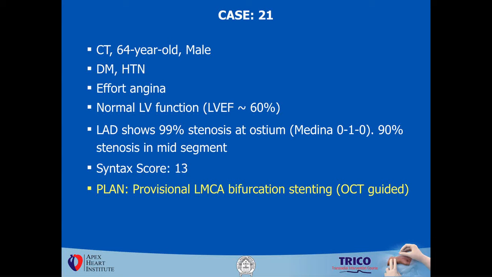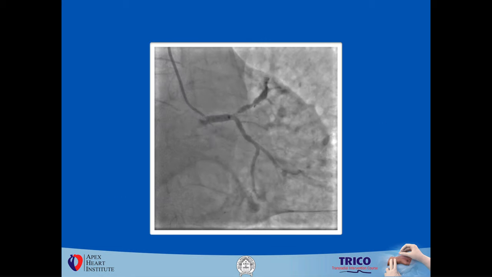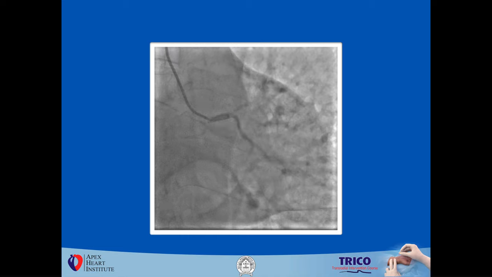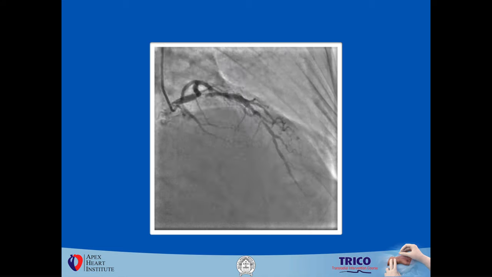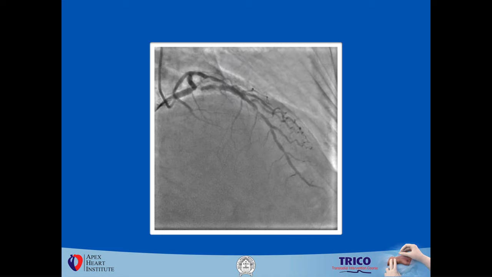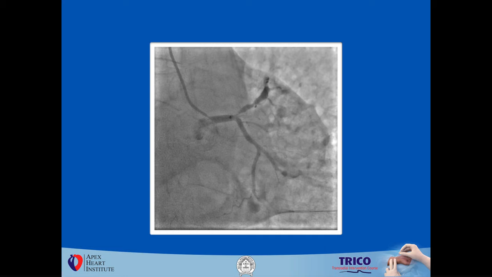So next up, we have a 64 years old male, diabetic hypertensive, having effort angina, CCS class 2 with normal LV. CAG shows LAD ostial 90% lesion, another lesion in the mid LAD 90%. Our plan is to stent the LAD with provisional bifurcation using OCT guidance.